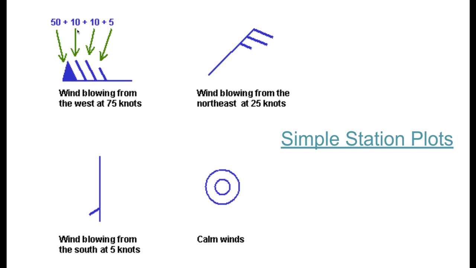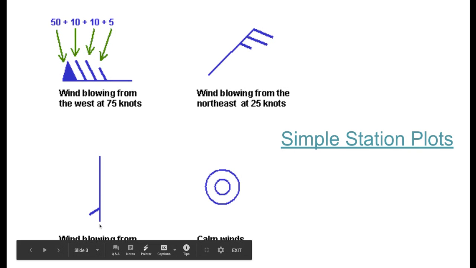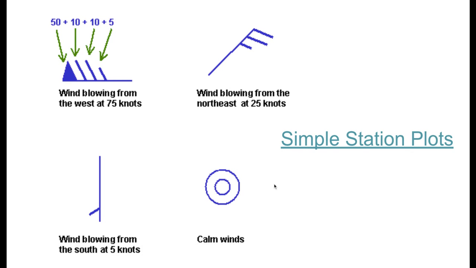Triangle is 50 plus long one 10, 10, and 5. So altogether 75 knots. Wind blowing from the west, because we know it's along the pole pointing to the circle. So it's from the west. This one is from the northeast, 25. This one has only a short one and it cannot be at the top, so it's a 5. And it blows from the bottom to the top, so it's from the south. This one has only 2 circles without any wind, so it's calm wind, very calm, almost 0. If you click in, you can see different symbols, more detail here.